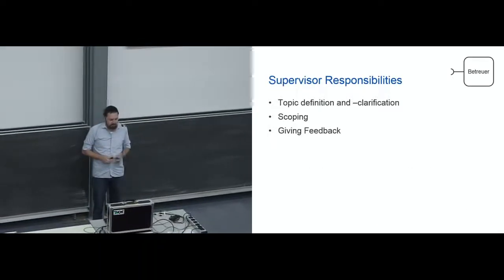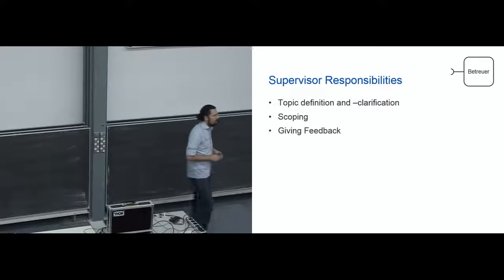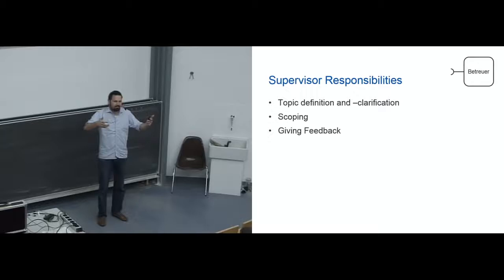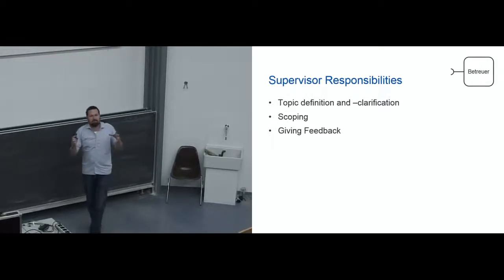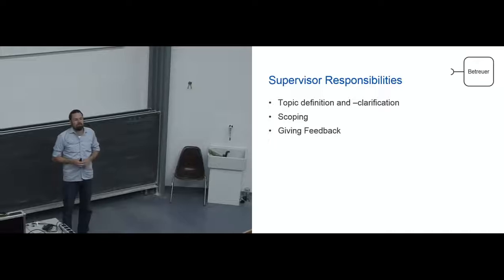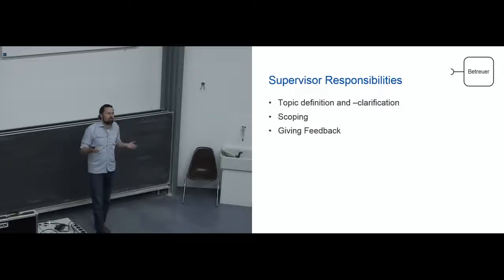The supervisor's responsibilities are topic definition and clarification, scoping, and giving feedback. I want to expand on scoping a bit. I said before that every interesting thesis has some unforeseeable elements. For me, that means that together with the students, frequently I have to see, is it too much or too little work that's still on the plate? In most cases, things take longer than expected. Then we have to reduce some of the parameters. But in some cases, it also goes quicker than expected.